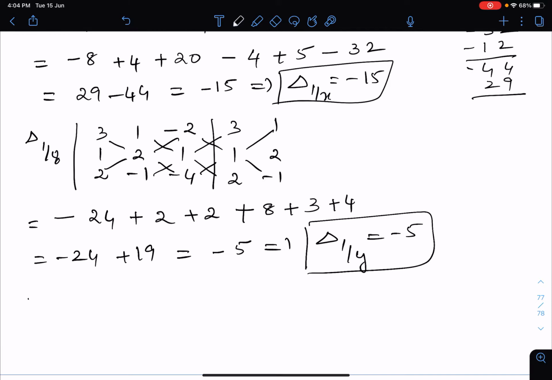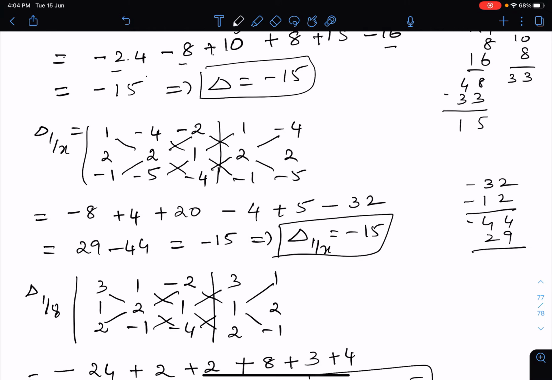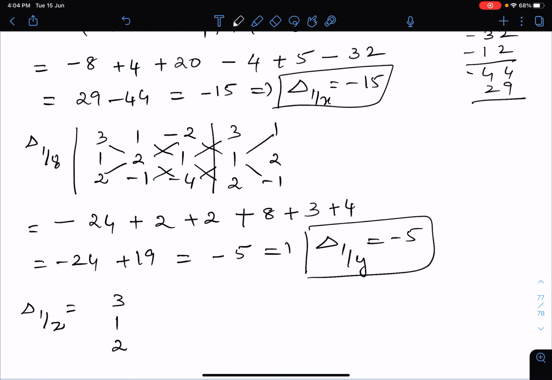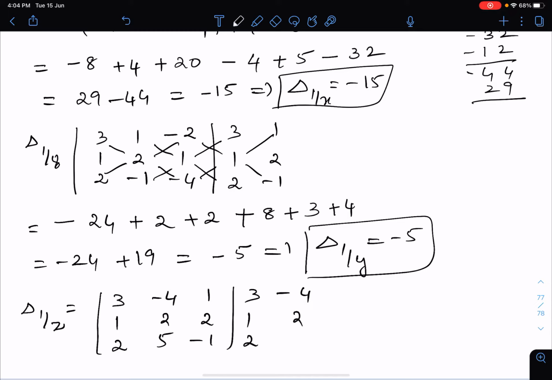Now coming to del 1 by z. So the first column remains the same. What is our second column? Minus 4, 2, 5. For the third column 1, 2, minus 1. Now repeat your first column 3, 1 and 2, and second column minus 4, 2, 5.